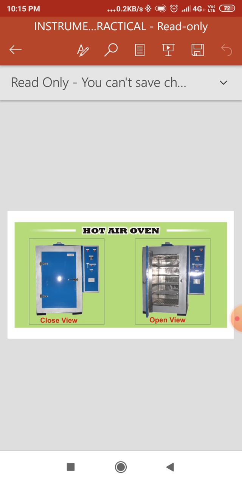Yes. The hot air oven is an electric device used in sterilization. They were originally developed by Pasteur. The oven uses dry heat to sterilize the articles. So what is the principle of this oven?